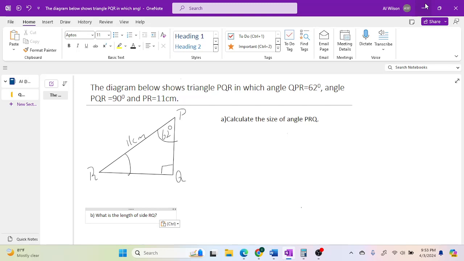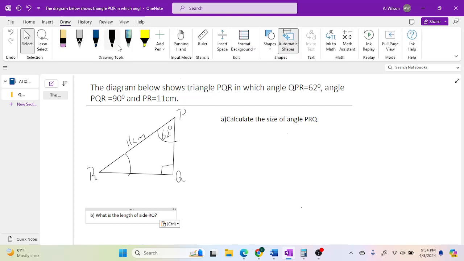So one of your colleagues sent me this question earlier tonight to just give them some guidance. This is what the question states. The diagram below shows triangle PQR in which angle QPR equals 62 degrees, angle PQR equals 90 degrees, and PR equals 11 cm. So of course you see the triangle labeled there.